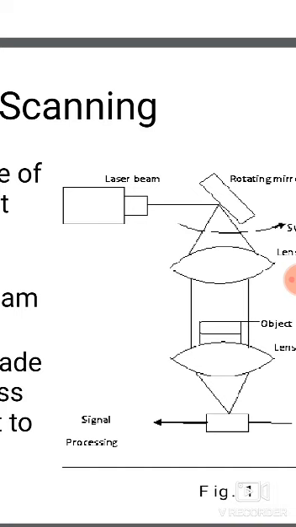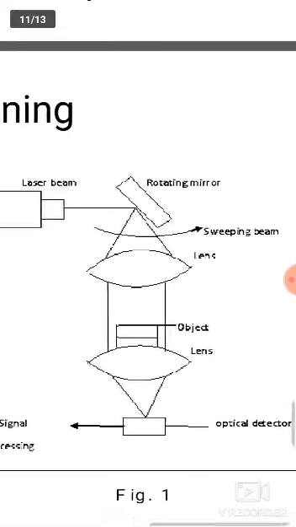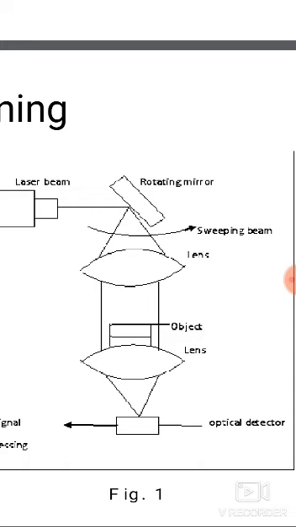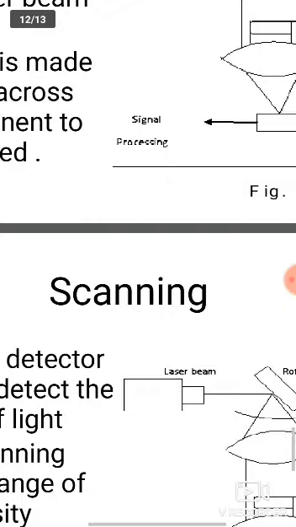So the laser beam falls on the rotary mirror. From there it passes through and falls on the sweeping beam lens. From there it falls on the object. Afterward the rays fall on the focal point where they meet together on the object. So from here to here we will measure the distance of that object. So this is the scanning.